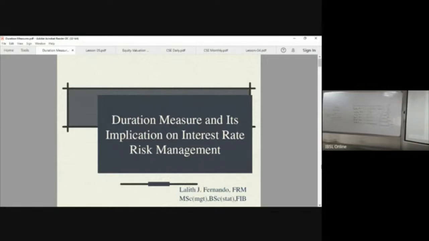The measure is called duration, and we call it Macaulay duration because of the person called Macaulay, who invented it. The duration measure gives you guidance to see, for a particular level of interest rate change, what could be the value drop or value increase in your portfolio. If you know the portfolio duration, you can better understand. That is the importance of calculating this duration.